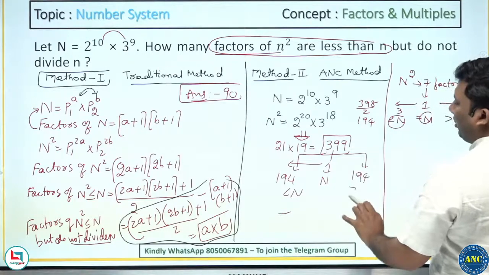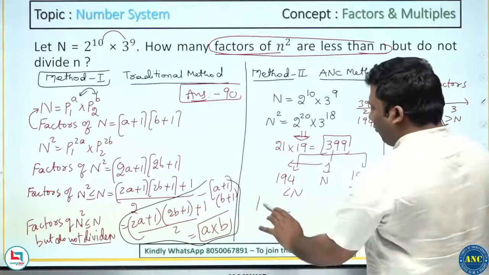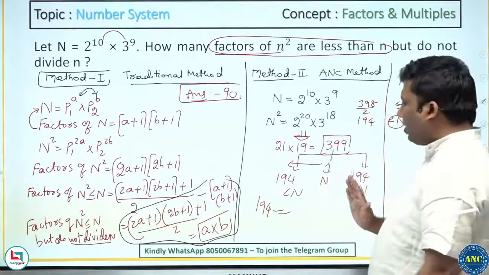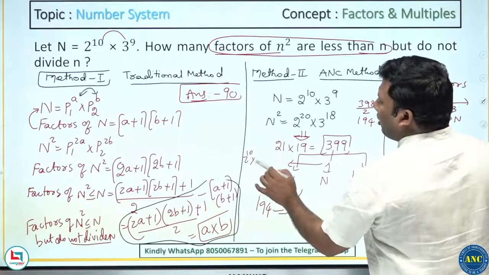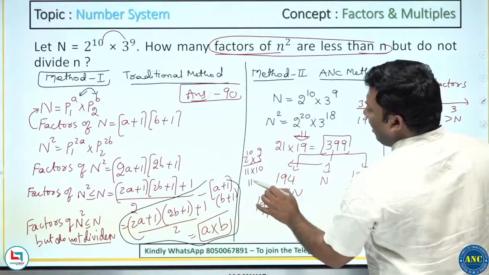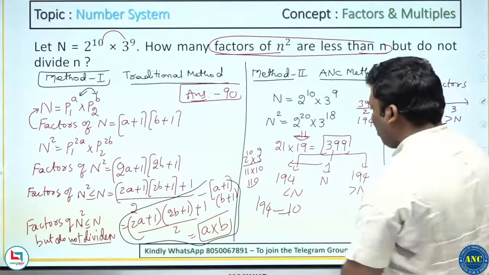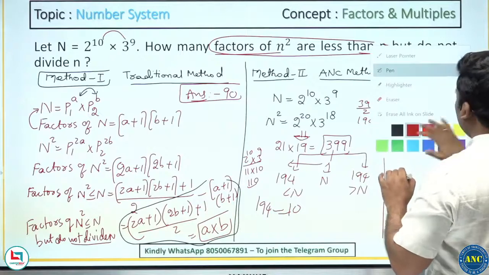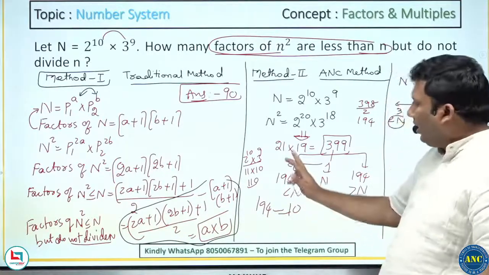Are you all with me? 199 will be greater than n. So 199 minus the factors less than n. How many are factors less than n? n is 2 power 10 into 3 power 9. How many factors are there? 11 tens are 110. How many will be less than n? I hope it is clear, right? Till here it is clear.